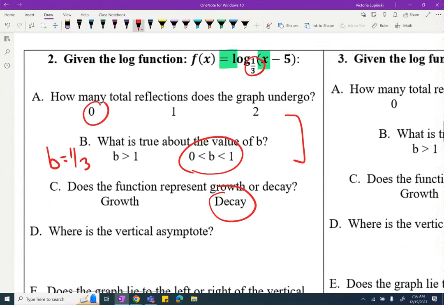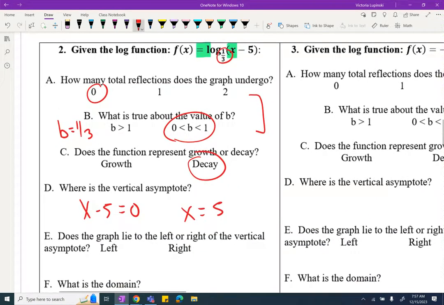Where is the vertical asymptote? To find the vertical asymptote, always set the entire argument, x minus 5, equal to 0, and then solve for x. So x equals 5. Does the graph lie to the left or to the right of the vertical asymptote? In order to answer that, you're going to look at the inside value of x. The inside value of x is either going to be positive or negative. In this case, it's positive. Does a positive x mean the left or the right? The right.